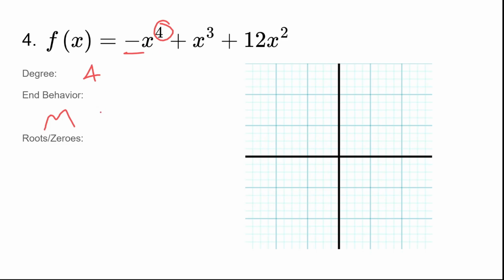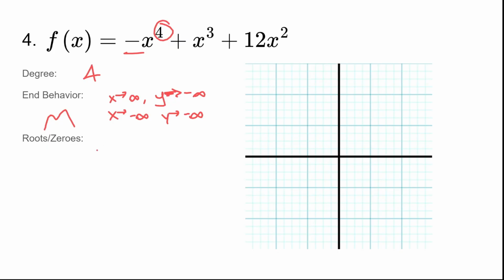Because the coefficient is negative, as x goes to infinity, negative x to the fourth is going to go to negative infinity, right? And again, because it's an even degree function, the behavior is the same on both sides. So y is also going to go to negative infinity as x goes to negative infinity.